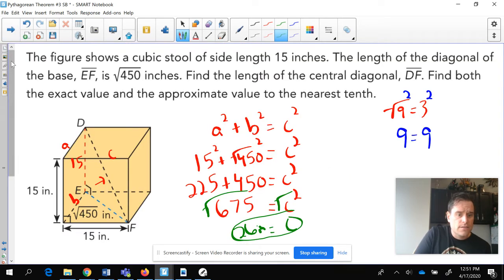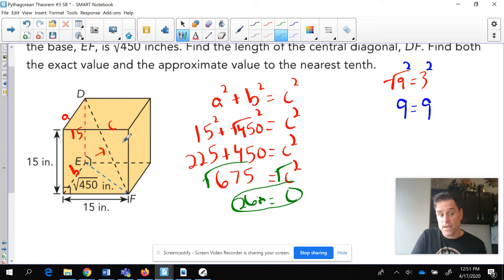Okay. So, very first one, again, we're just going to plug in our A, B, and C.